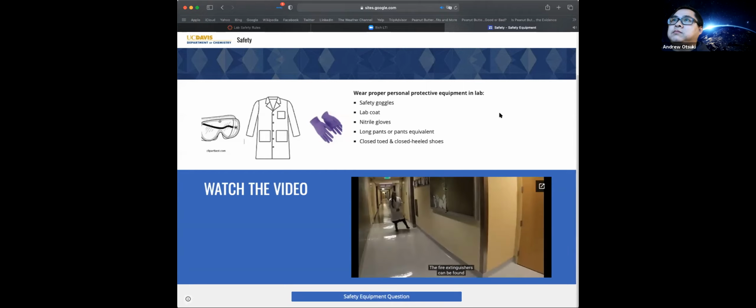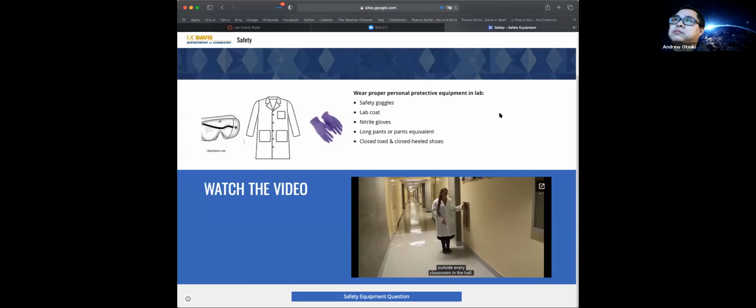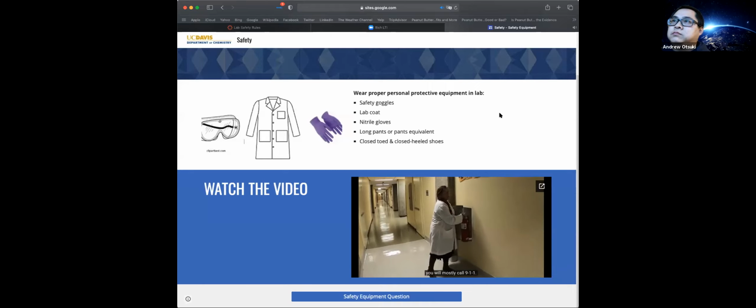The fire extinguishers can be found outside every classroom in the hall. In case of an emergency, you will mostly call 911. If need be, pull the pin, point the hose at the bottom of the fire, and squeeze the handle. In most cases, the lab personnel will handle any small fires or will simply call 911.